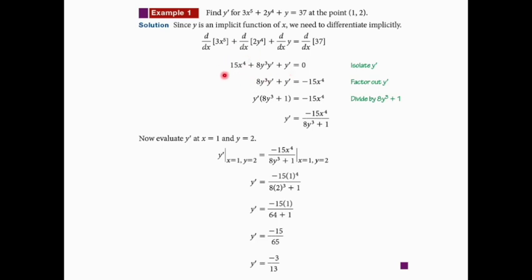So in this case, I'm going to subtract 15x to the fourth from both sides. So now this side has all the terms with the y prime in it, and then this side has the terms without the y prime.